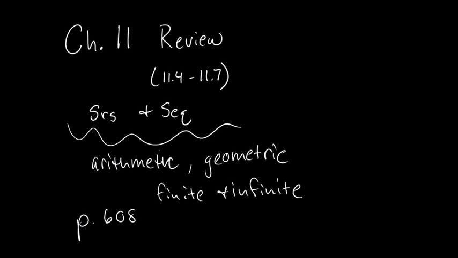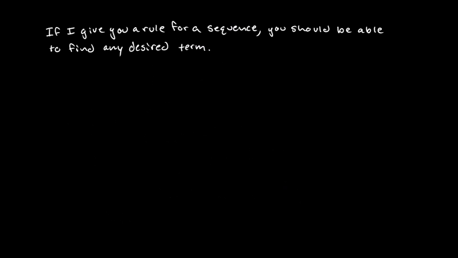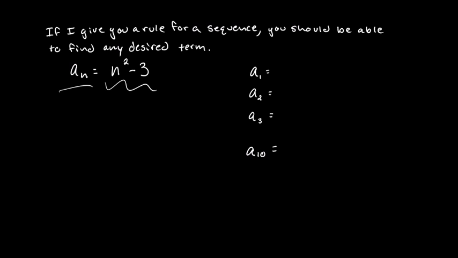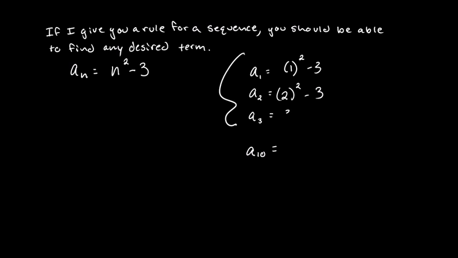So, one of the big ideas that I need to be able to understand and conquer is if I give you a rule for a sequence, you should be able to find any desired term. So if I give you something that looks like a sub n equals whatever, and I ask for the first three terms, you should be able to give me the first three terms. And you do that by plugging in, well, 1. If I plug in 1, that gives me my first term. If I plug in 2, that gives me my second term. If I plug in 3, that gives me my third term. And if I ask for the 10th term, what are you going to plug in?